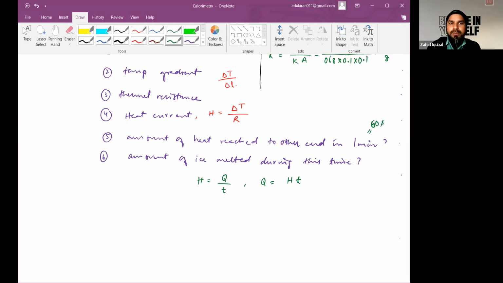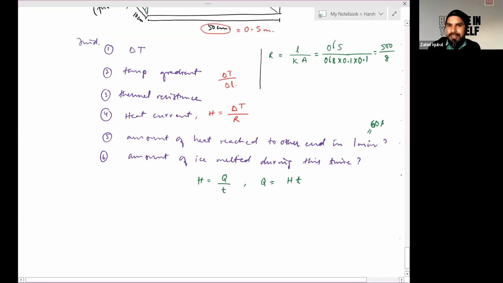Next, in last part, we have to calculate amount of ice melted during this particular time. On reaching this much amount of heat to the other end, we are capable to melt some amount of ice. According to the formula, Q is equal to mass of ice to be melted times latent heat of fusion constant. So you get mass of ice to be melted by this much amount of heat. Is it clear? Yes, sir. Any doubt? No, sir.